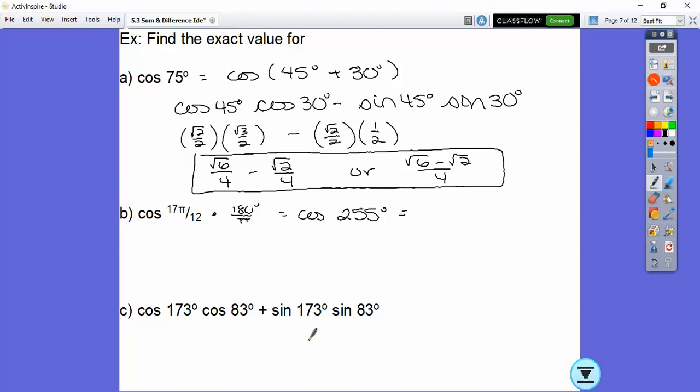If you need to, pull out a unit circle and look at it. We need 2 angles from our unit circle that either add or subtract to 255. Pull out a circle if you need to, guys. 300 minus 45.